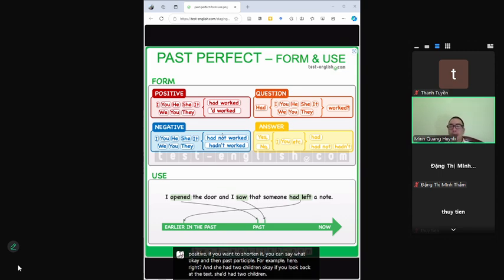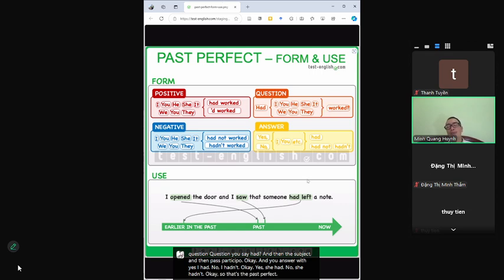All right, and then question. For the question, you say had, then the subject, and then the past participle. And you answer with yes, I had. No, I hadn't. Yes, she had. No, she hadn't. Okay, so that's the past perfect.